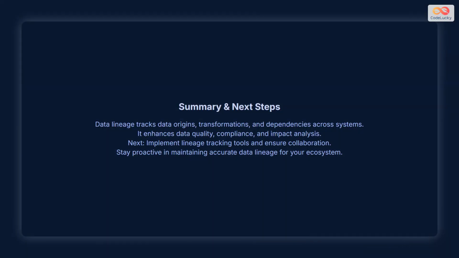In summary, data lineage tracks data origins, transformations, and dependencies across systems. It enhances data quality, compliance, and impact analysis. As next steps, implement lineage tracking tools and ensure collaboration. Stay proactive in maintaining accurate data lineage for your ecosystem.